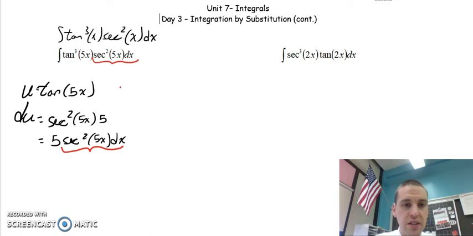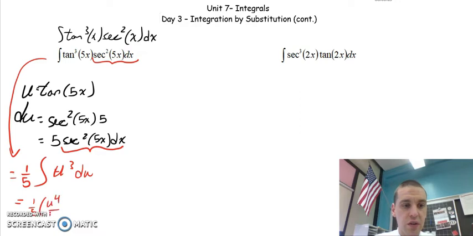So I can rewrite this as 1/5 the integral of u cubed, my fault, tan of 5x is u, so we can write u cubed du. And then we can go with this saying 1/5 times u to the 4th over 4 plus c. And we know what u is, so we're going to get 1/20th tan to the 4th 5x plus c. I'm done.